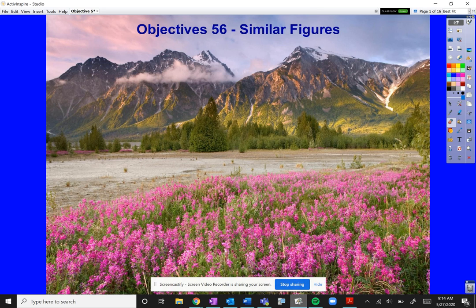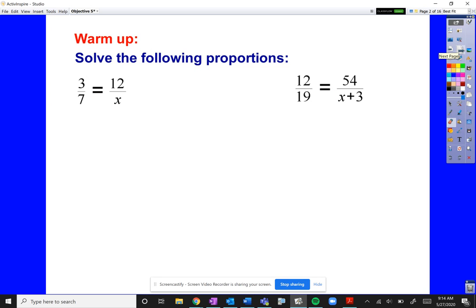Okay, people, objective 56, our second to last objective of the year. We're going to finish strong here. So we're going to talk about similar figures. And what I want you guys to remember about similar figures is this idea of what we call proportionality. Maintaining proportions when you scale a figure to be bigger or smaller. You're maintaining certain proportional dimensions. And we'll see what that means.